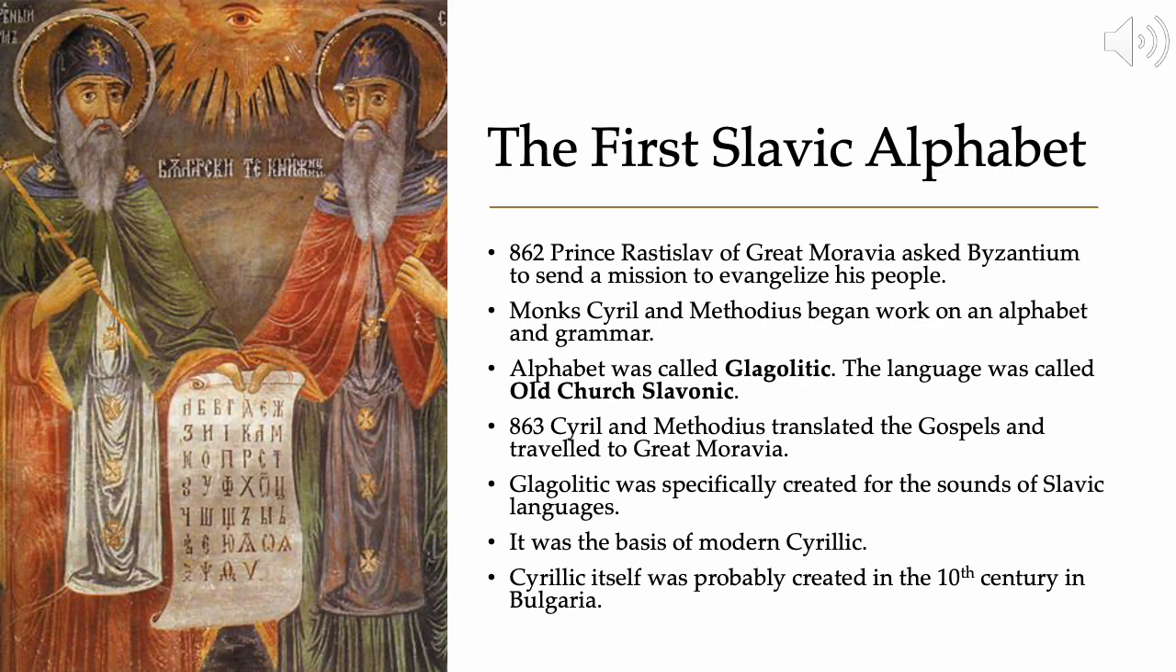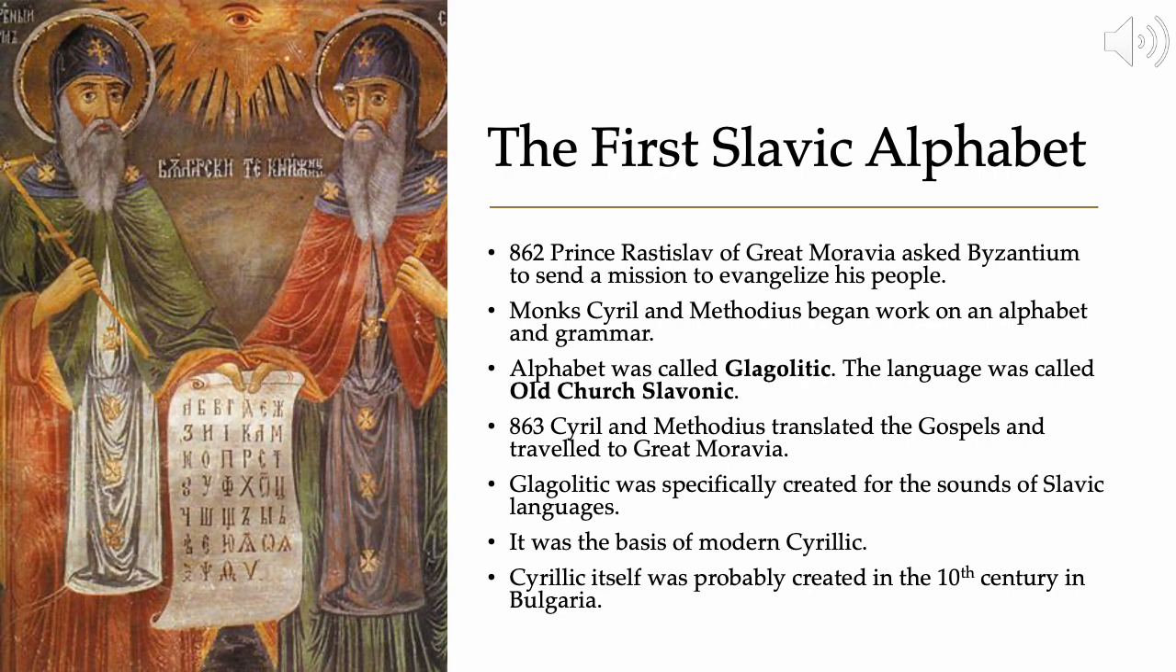And as part of it, it was decided to create an alphabet in order to translate the Bible into the local vernacular. And so the monks Cyril and Methodius, who were brothers from a Slavic-speaking region, were tasked with creating an alphabet and grammatical structures that could be used to translate the Bible. And they sat down and they did so. And the alphabet was called Glagolitic, from the verb glagolati, to speak. And we still have remnants of this word in modern Russian, like glagol, a verb.